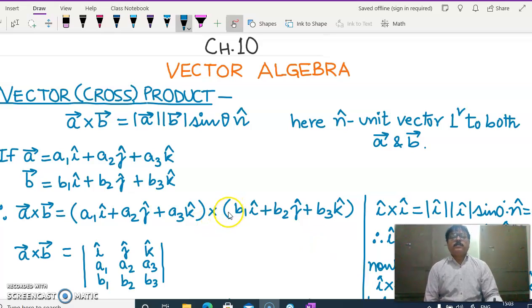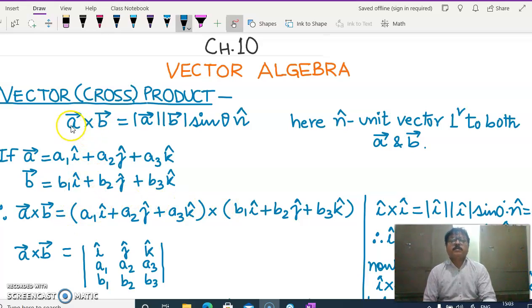Hello students, continue with chapter 10 vector algebra. We have studied till dot product, that is scalar product. Now we will be studying vector or cross product. As I have told you in the earlier class also, scalar product or dot product basically results in a scalar quantity, whereas vector or cross product results in vector quantity.